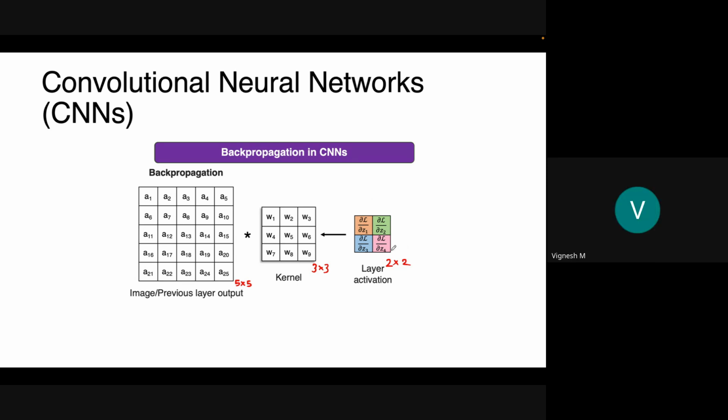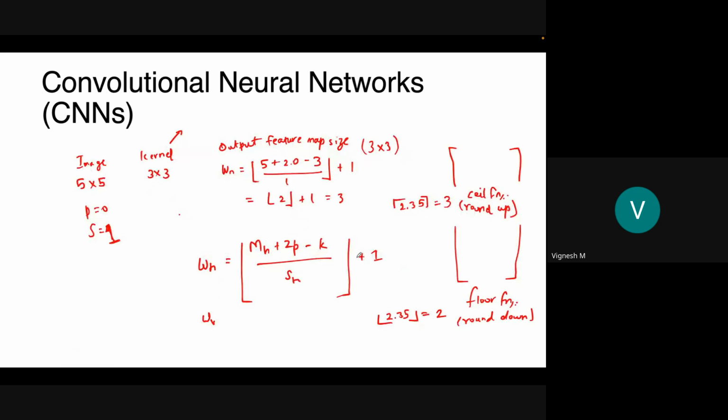Stride of 2. Very nice. Stride of 2. So in this case, instead of SH being 1, put SH to be 2. So what happens here? This becomes floor of 1, that's 1 plus 1, then the size becomes 2. So it's the same (5 plus 2 minus 3) by 2. So the size is 2 by 2.